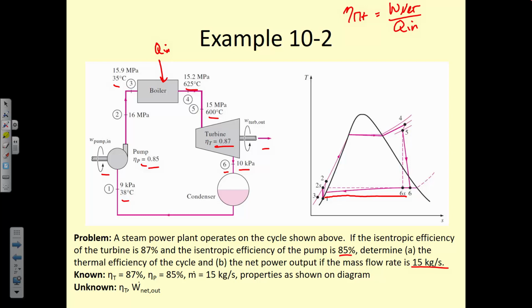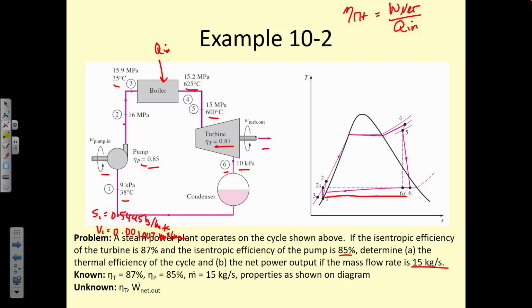So at state 1, at 9 kilopascals and 38 degrees Celsius, we find S1 is 0.5445 kilojoules per kilogram Kelvin. V1 is equal to 0.001007 meters cubed per kilogram.